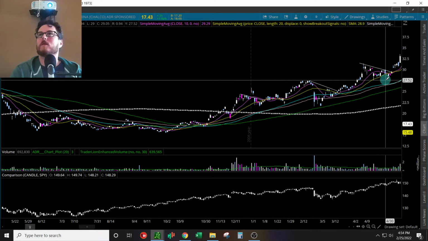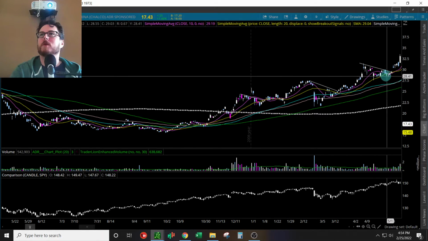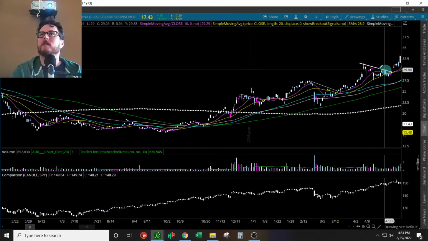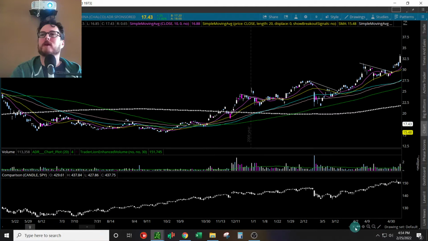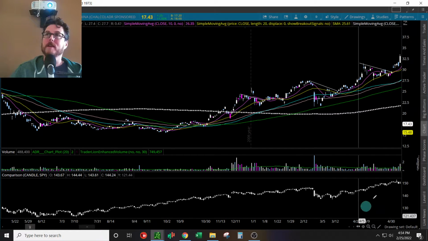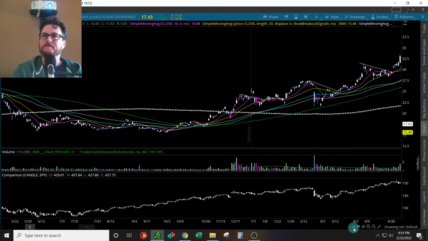Notice how a couple closes below the 20 was enough to shake out some weak hands so that it could make new highs. That happens so often where it'll break below the 20, it'll close there for a few days, and then pop right back above it. It's called the wedge pop. It's a nice entry.